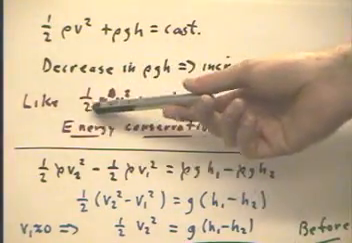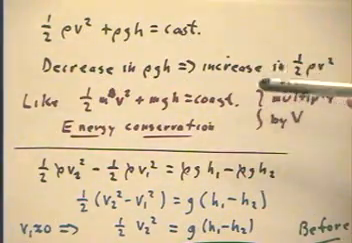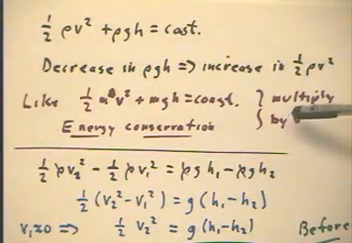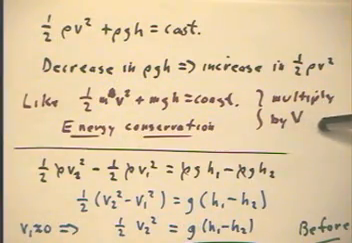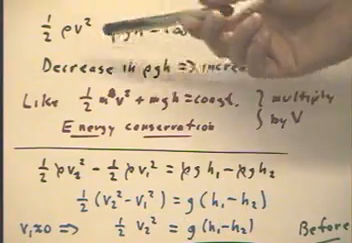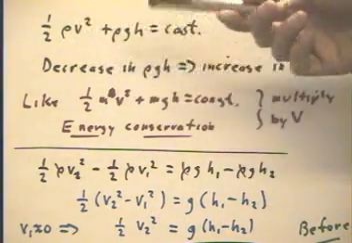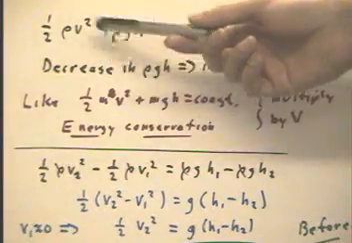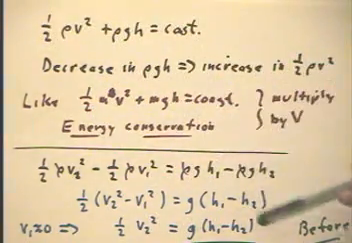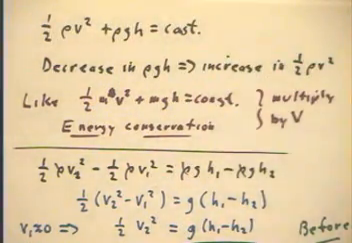It's just like saying 1/2 mv squared plus mgh is constant. If we multiply both sides by the volume, that's not velocity, that's volume, we get rho times volume, which gives us mass. Here and here we have just 1/2 mv squared plus mgh equals constant.